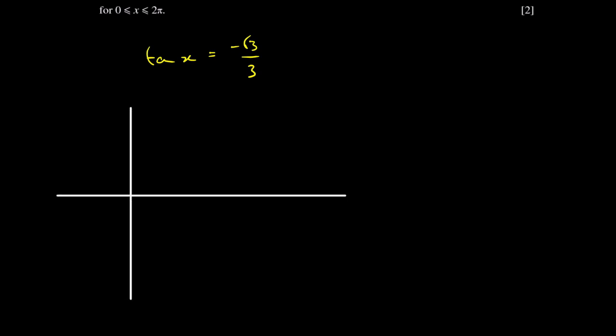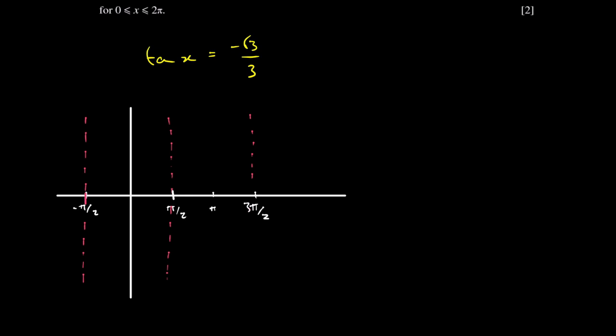Now, the graph of tan has asymptotes at pi by 2 and minus pi by 2. So minus pi by 2, pi by 2. Because the wave repeats every pi radians. So if I was to draw out the tan graph, that would be my asymptotes there, and there, and there.